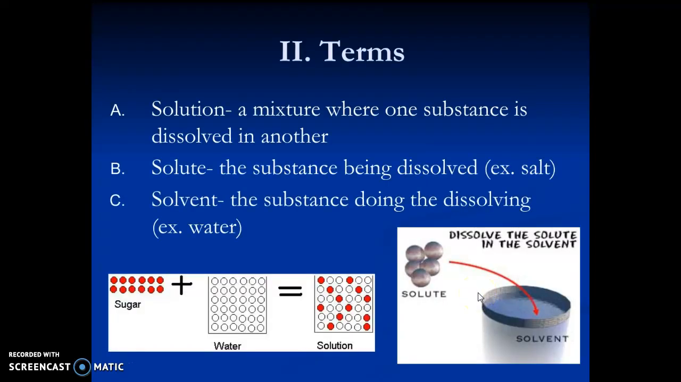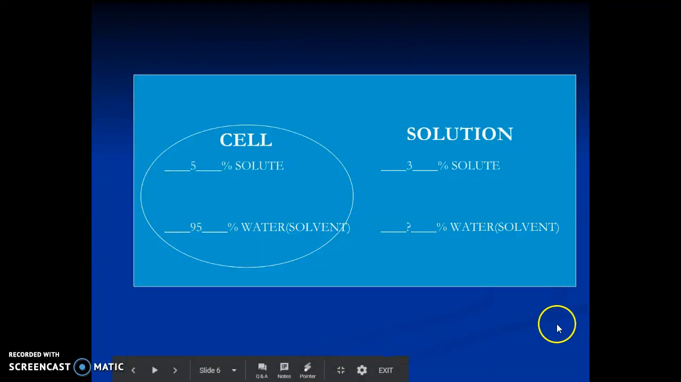We have some terms to define. The first term is solution, and I think this is review from last year, so I'll go quickly through this. A solution is a mixture where one substance is dissolved in another. A solute is the actual substance being dissolved. I like to remember it like the solute is what you add to the water or to the solvent, and the solvent is the stuff that actually does the dissolving. In most cases, it is water. So there are a couple of graphics here to help you remember solute, solvent, and solution.